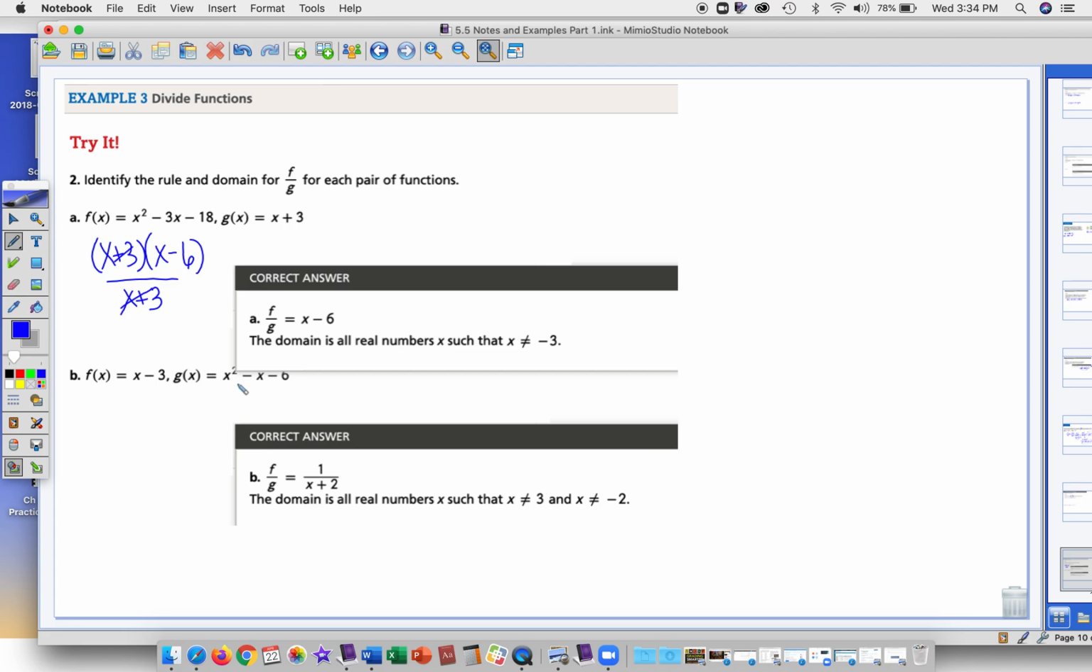For this one, we have x minus 3 over the g function, which is x squared minus x minus 6. So again, if it's going to be reducible, that means x minus 3 would have to be a factor, which means the other one is x plus 2. So I have two values that x cannot equal, positive 3 and negative 2. The x minus 3's reduce out. I'm left with a 1 in the numerator over x plus 2.